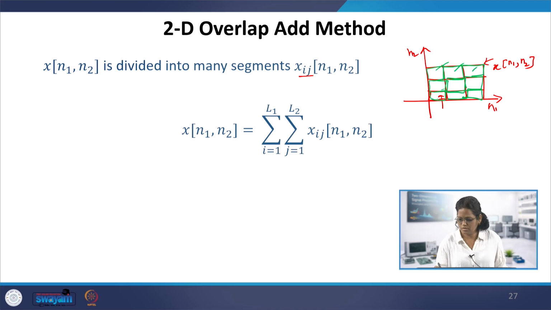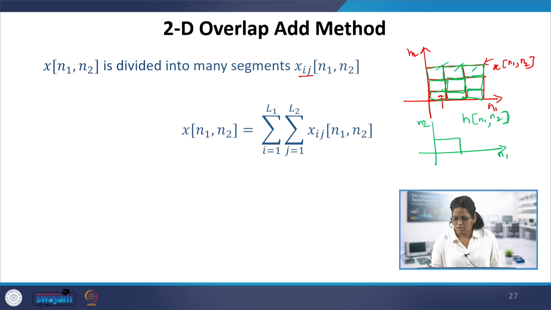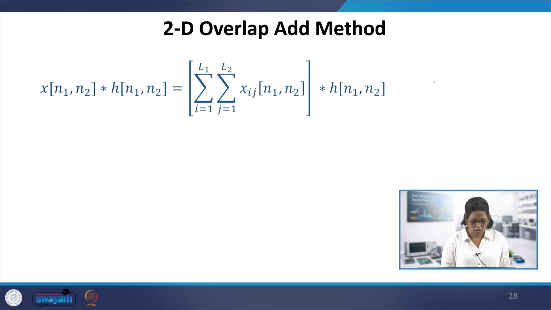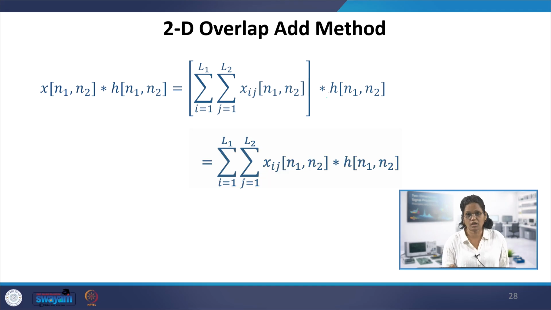So these small ones are to be compared with N1, N2, that is having the H, the impulse response. Convolving each one with the impulse response, we get each one the convolved sequence. So now, L1 and L2 is the number of segments of this image. Convolving X with H, the whole image, is equivalent to convolving these individual small pieces with H of N1 comma N2, that is, the convolution here.